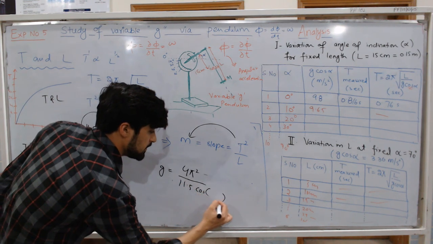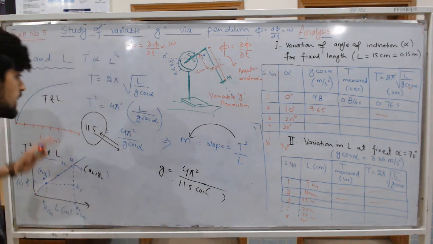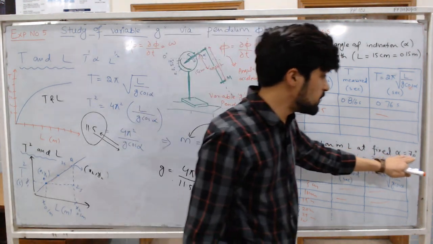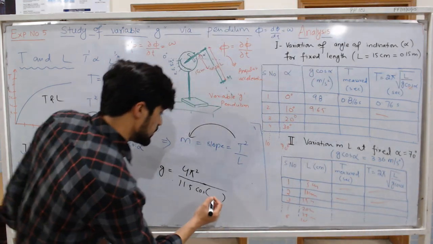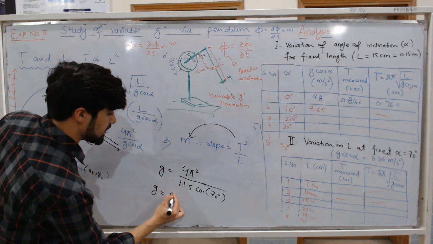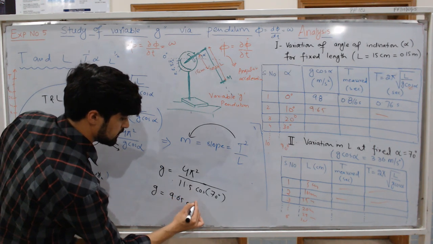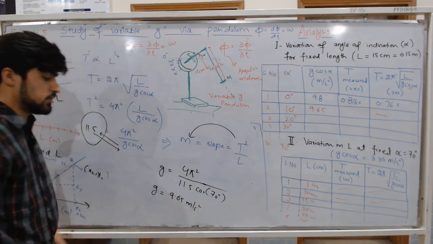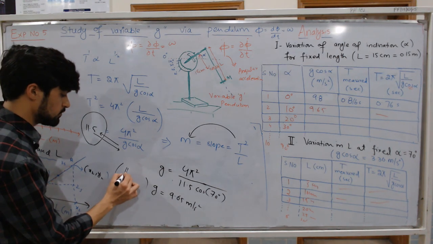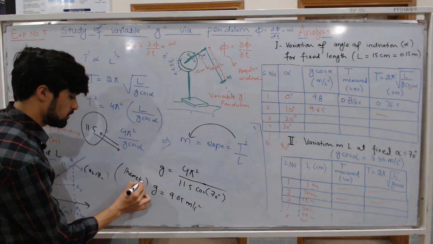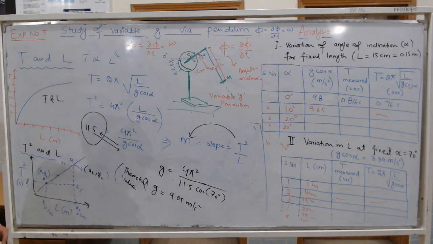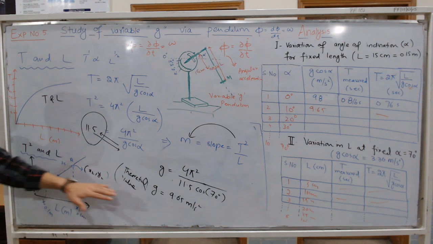Keep in mind, this calculation is actually related with the second part, and in the second part, we are using the value of alpha to be 70 degrees. So you will get a value of, let's say, 9.65 meter per second square. This can be any value, but it will be close to 9.8 meter per second square. So this is actually your theoretical value, the value calculated using the graph.